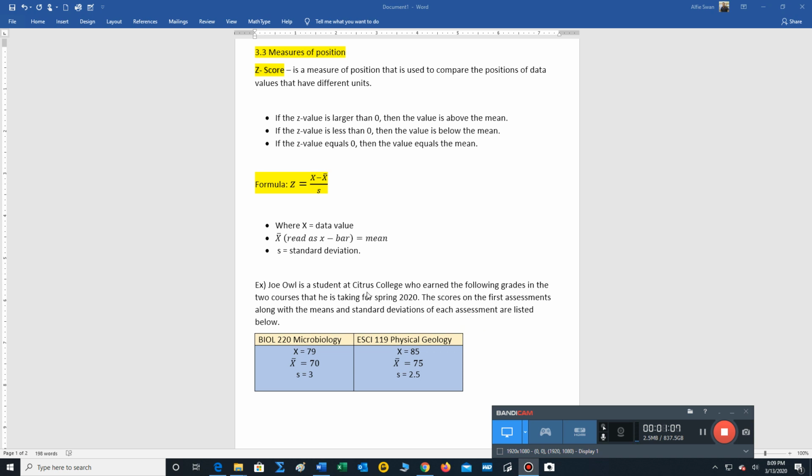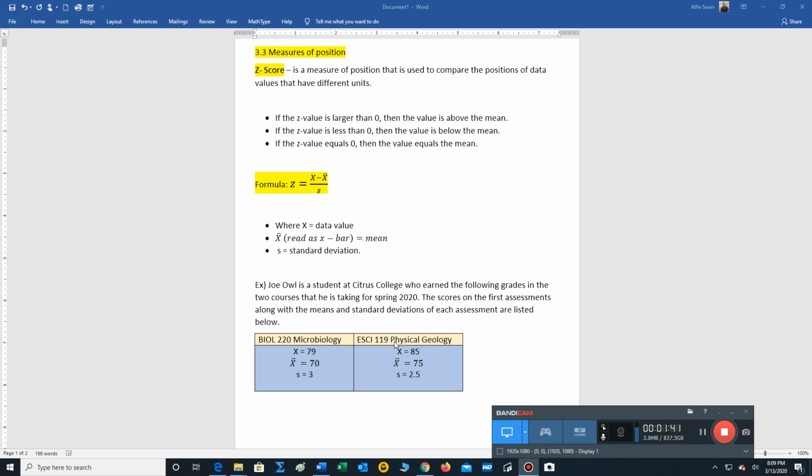Joel is a student at Citrus College who earned the following grades in the 2 courses that he is presently taking for spring 2020. The scores on the first assessment, along with the means and standard deviations of each assessment, are listed below. Joel is taking Biology 220. He scored a 79. The mean for all the tests was 70 and the standard deviation was 3.